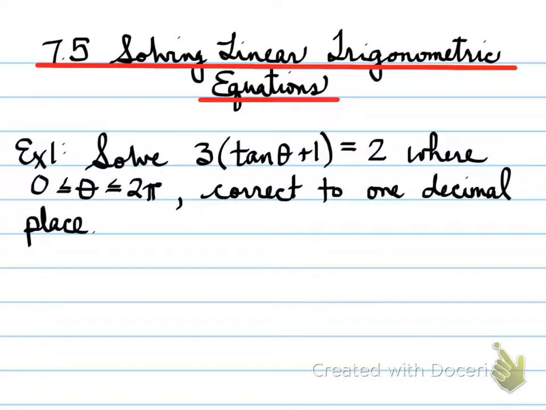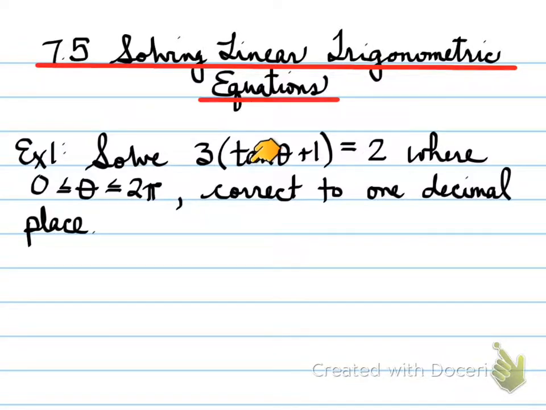Solving linear trigonometric equations. So here's example number 1. You're asked to solve the following, where theta is between 0 and 2 pi, and you're to evaluate it correct to 1 decimal place. So the goal is to solve for theta. Now, if we see tan theta here, what we're trying to do is solve for this tan theta first, and then we can get rid of the tan by doing tan inverse.